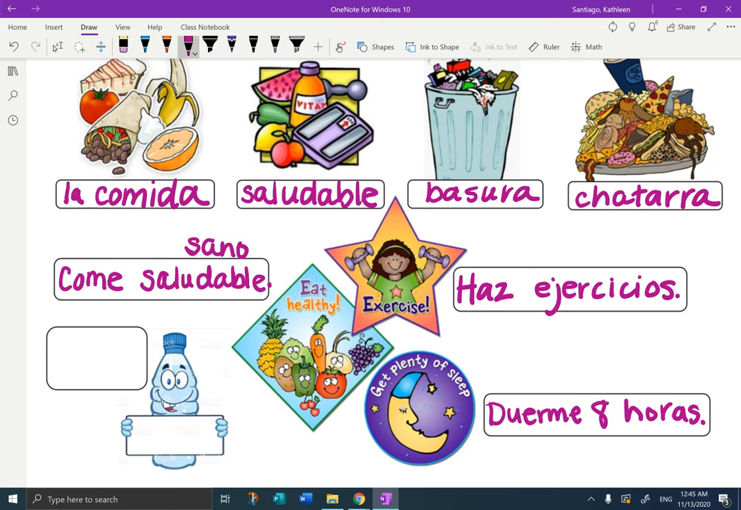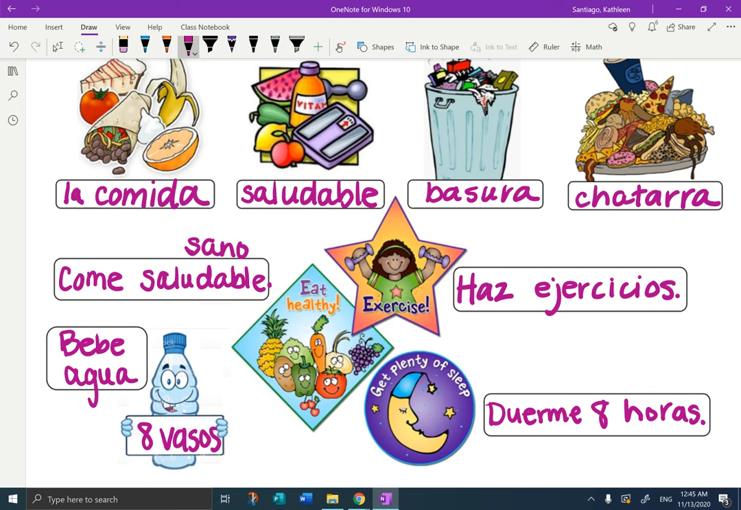Sleep 8 hours. And speaking of 8, how much water should you be drinking in a day? Do you know? Actually, it should be 8 vasos. And we just learned that word vaso. So 8 vasos, to tell somebody to drink water, you would say bebe from the verb beber, and then agua. Okay, so you should come saludable, haz ejercicios, bebe agua, 8 vasos diario, y duerme 8 horas.